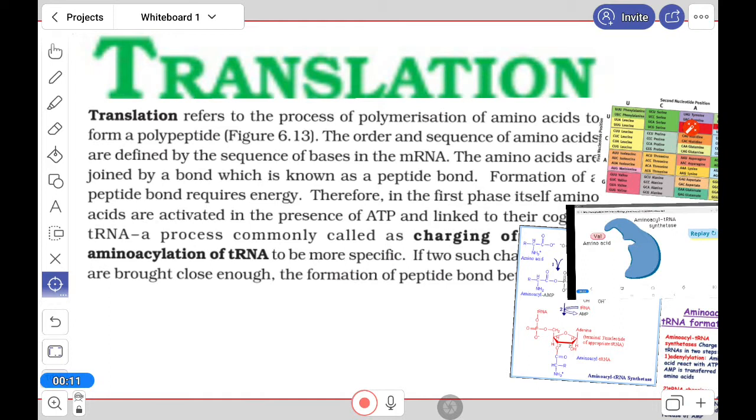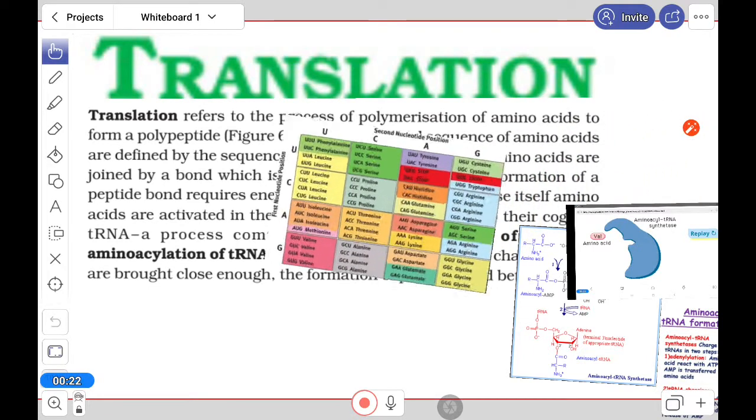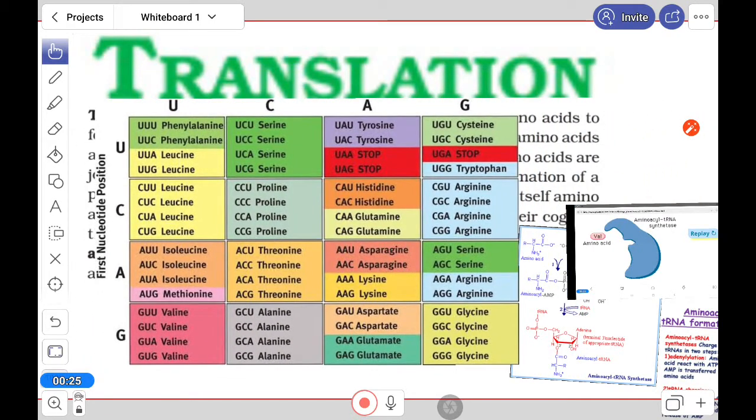Translation: we already have the genetic code, and from that we know which triplet code will produce what type of amino acid. In translation, according to the sequence of mRNA, that is how the amino acid will form. Suppose UUG is there in the mRNA strand, then leucine will be produced, or CCG, then proline will be produced. CAG produces glutamine. So now it is clear.